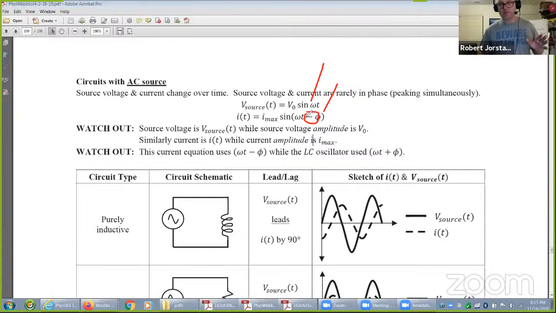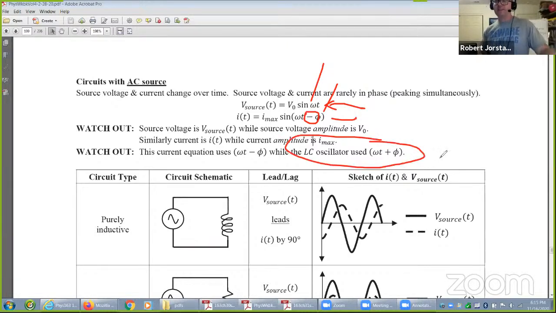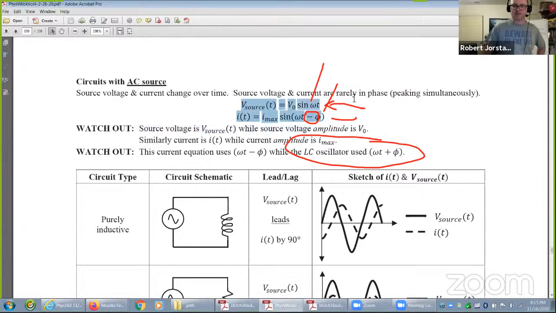Do they use a plus or a minus sign here? Some people put the phase angle in here and make it positive. That's about half the textbooks. The others put it here and make it negative, but almost all of them use omega t plus whatever. Watch your minus signs when you're reading. You're going to be snowed by that at some point, but just use my notes for my tests and you'll be all right.